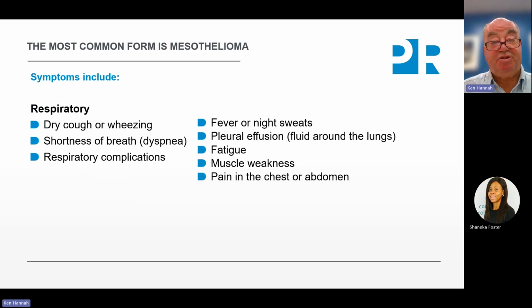So what are the symptoms? Some of you may recognize these symptoms after our bouts of COVID. Respiratory dry cough or wheezing, shortness of breath, respiratory complications, fever or night sweats, fluid around the lungs known as pleural effusion, fatigue, muscle weakness, pain in the chest or abdomen. Now, these are also common in flu symptoms. So it's a very difficult thing to spot and to associate with asbestos.